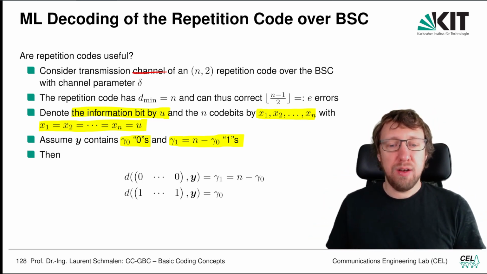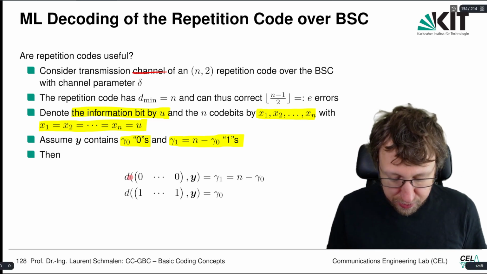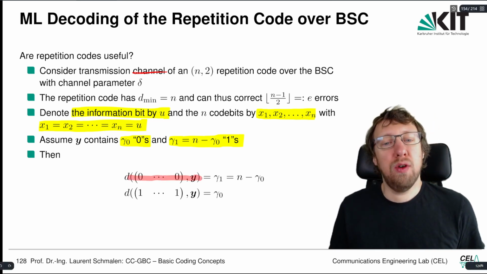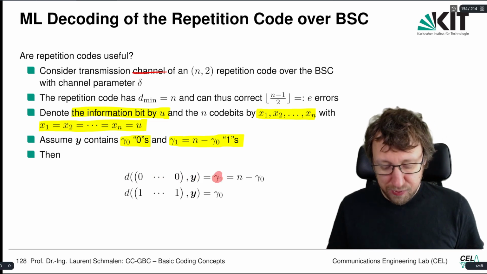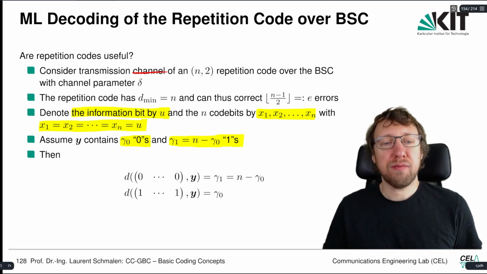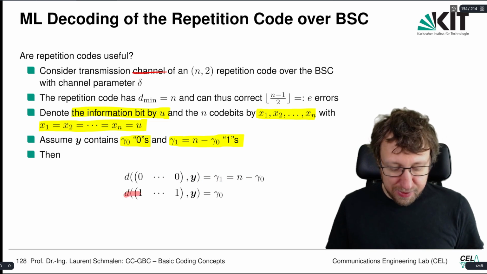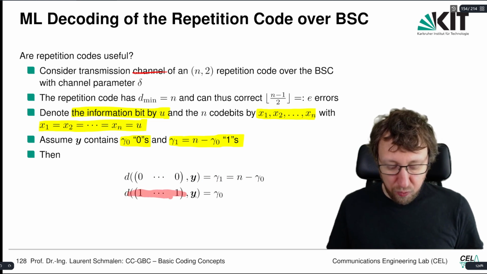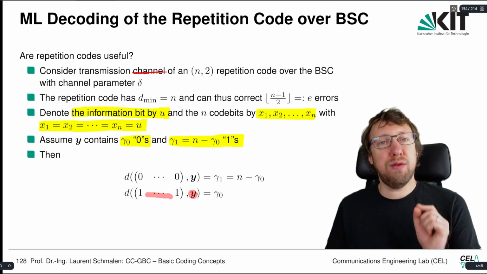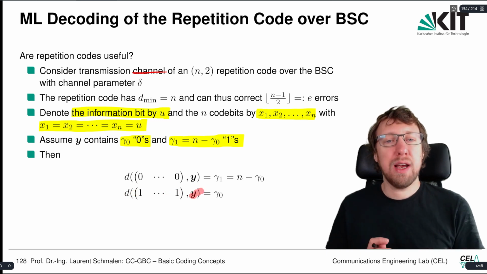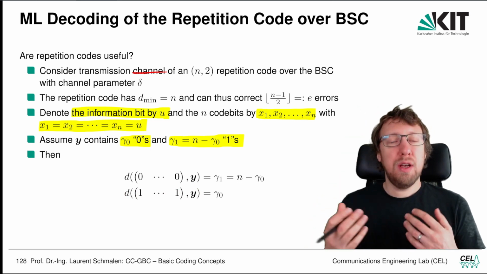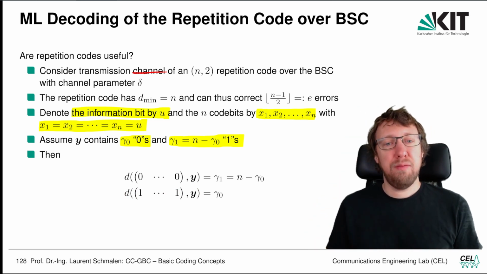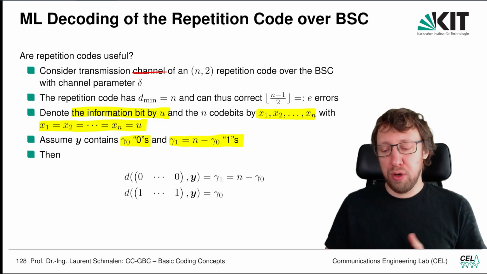So we calculate the distance of the received word y to the two transmitted code words. The distance of the zero code word to y is equal to the number of ones in y. It's gamma 1, so this is n minus gamma 0. And the distance between the 1 vector and y is the number of zeros in y, that's equal to gamma 0. So gamma 1 and gamma 0 denote the distance between y and the two possible code words.